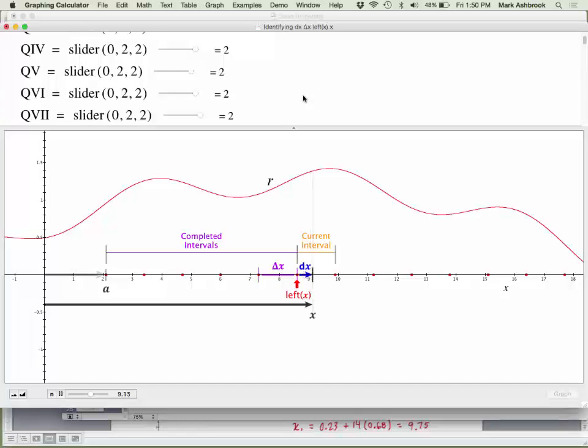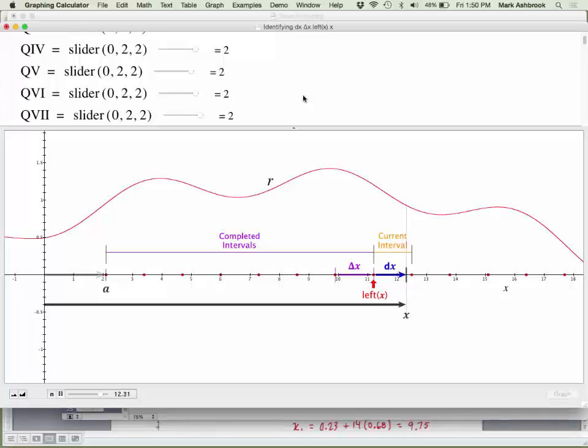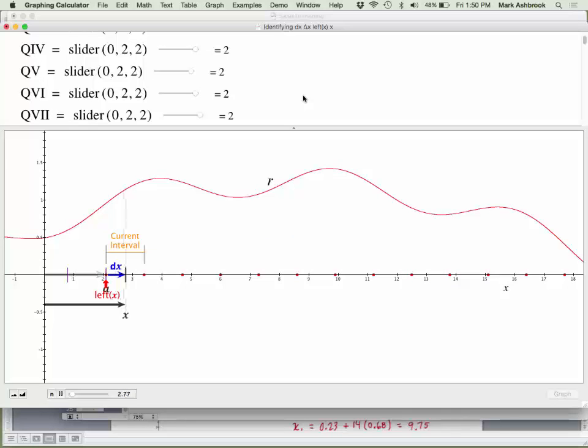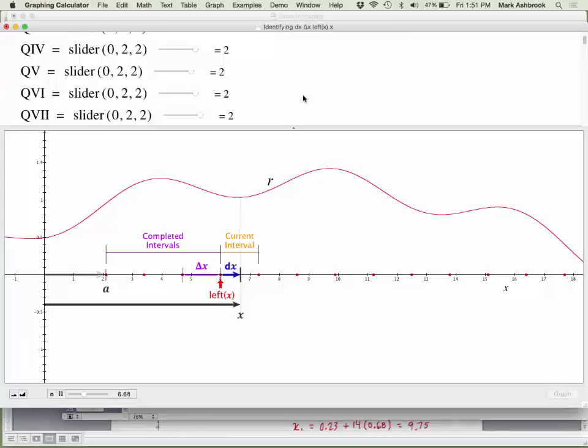So again, any questions on the quiz? So how would you put into words what dx is? Just say it's the current change in x in the current interval. Yeah, dx is the change in x within the current interval. Other questions?